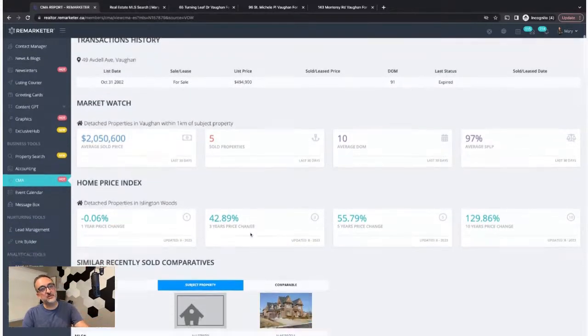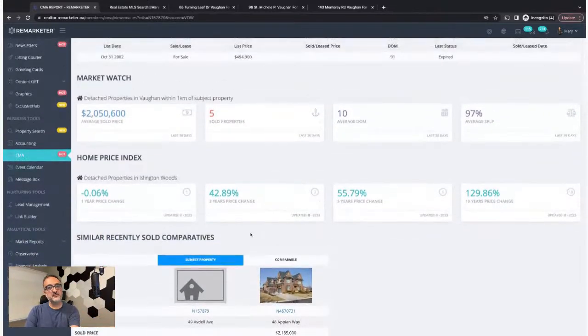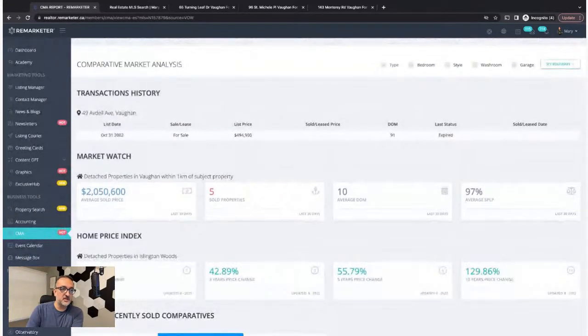I have a lot more information, so I can immediately tell the homeowner, if I have the opportunity to talk to them, that within 1 kilometer of your property in the past 30 days, 5 properties have sold, and the average sale price is $2 million. So that's a healthy number. We can probably look at listing your property for you.